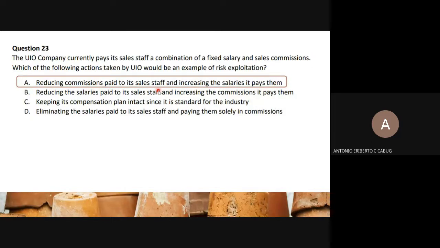Reducing your commissions paid to its sales staff, increasing the salaries it pays to them. Is this risky? Yes. Kahit wala kang benta, magbabayad ka ng sahod. Okay? Mas malaking sahod. Pero ang kagandahan nito, kung marami kang benta, yung gagastusin mo sa kanila, bawas na. Bakit? Dahil fix yung salary. Wala masyadong commission. Okay? This is an example of risk exploitation. The correct answer here is letter A. Mas risky yung salary kaysa sa commission. Risk exploitation, you take more risk with the hope that you're going to be exposed to more profits. Letter A.